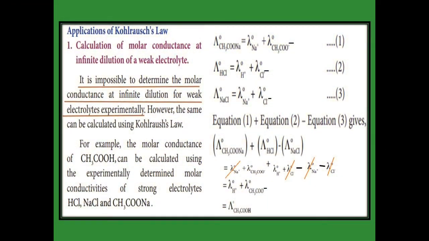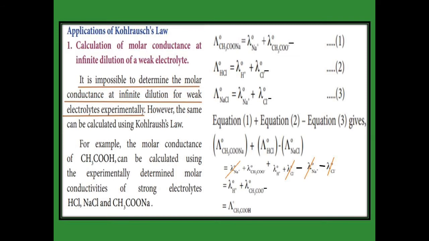First application of Kohlrausch law. Acetic acid, CH3COOH, is a weak acid and weak electrolyte. For that, the molar conductance at infinite dilution we cannot find out experimentally. For that purpose we can use the Kohlrausch law to find out the molar conductance of acetic acid. So we are going to use the strong electrolytes HCl, sodium chloride and sodium acetate. First see the first equation.